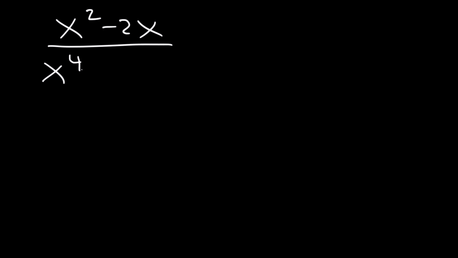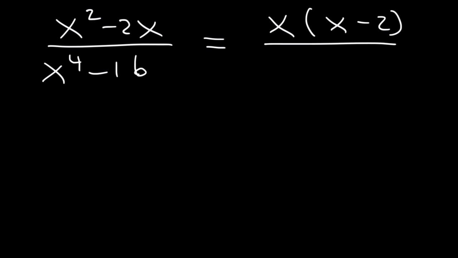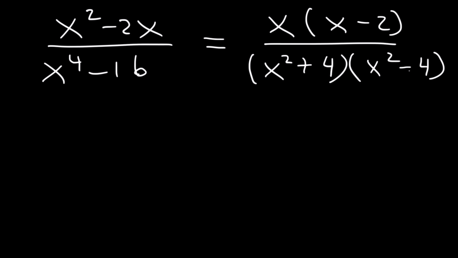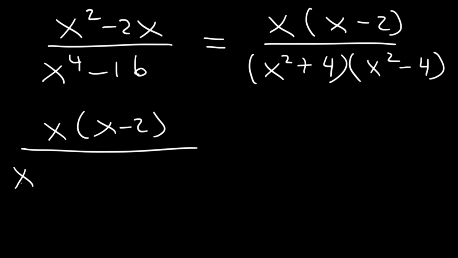Now, for the sake of practice, let's try one more example. Try this one. So take a minute, pause the video, and work on it. So we need to factor everything completely. In the numerator, we could take out an x, which will leave behind x minus 2. In the denominator, we can factor using the difference of perfect squares. The square root of x to the 4th is x squared, and the square root of 16 is 4. Now, we can't factor x squared plus 4 without using imaginary numbers. But we can factor x squared minus 4 because we did it in the last example. And we know it's x plus 2 times x minus 2.